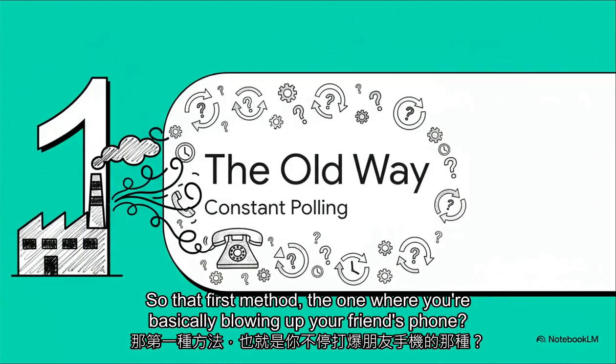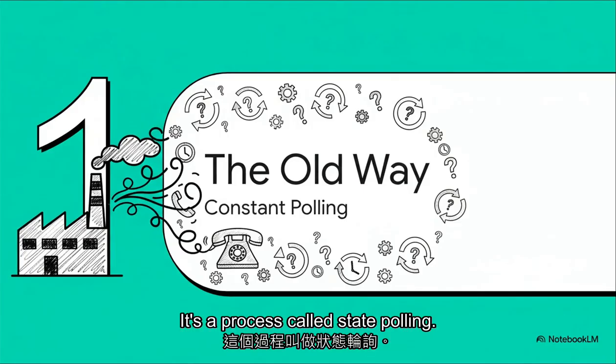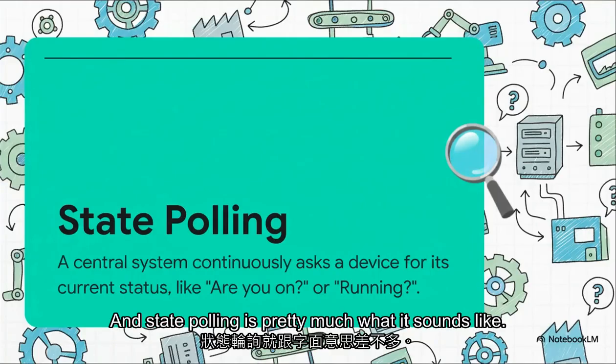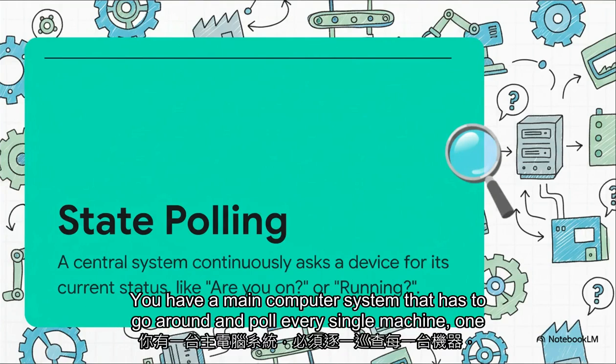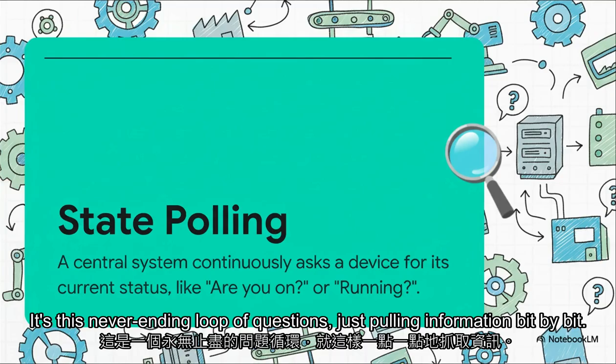So that first method, the one where you're basically blowing up your friend's phone, that's exactly how a ton of traditional factories get their information. It's a process called state polling. And state polling is pretty much what it sounds like. You have a main computer system that has to go around and poll every single machine, one by one, asking for its status. Are you on? Are you running? What's going on? It's this never-ending loop of questions, just pulling information bit by bit.